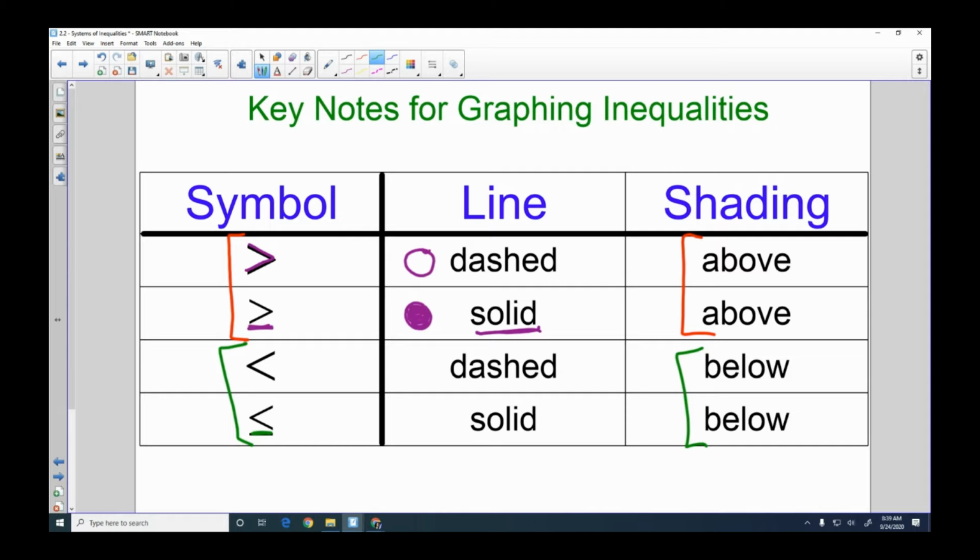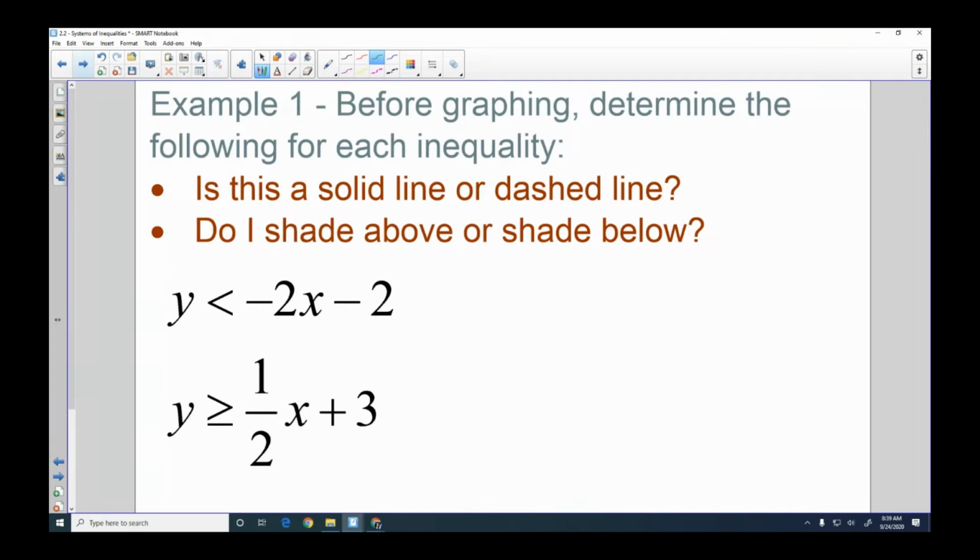All right, let's rock and roll. What I would suggest doing before you actually graph these two inequalities, remember we're going to graph both of them and then do some shading and see where the shading overlaps, is to first ask ourselves, hey, what kind of line are we going to have? Will it be a solid line or a dashed line? And then once we've got that line drawn, are we going to shade above this line or below the line?